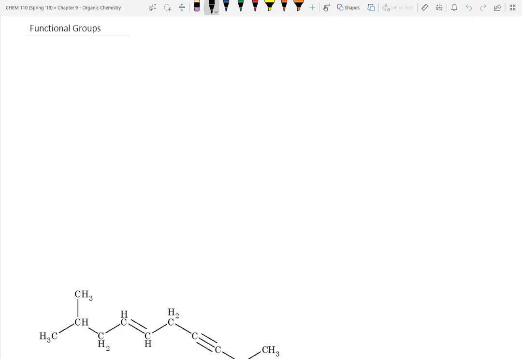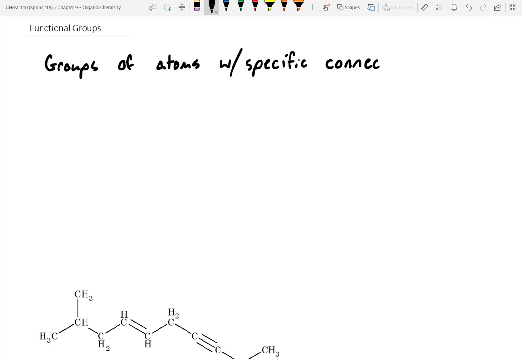All right, so the last topic that will show up on our third exam is about functional groups. And functional groups are essentially the body parts of organic compounds. So let me define it. They are groups of atoms with a specific connectivity. And like I said, I call these the body parts of a molecule.